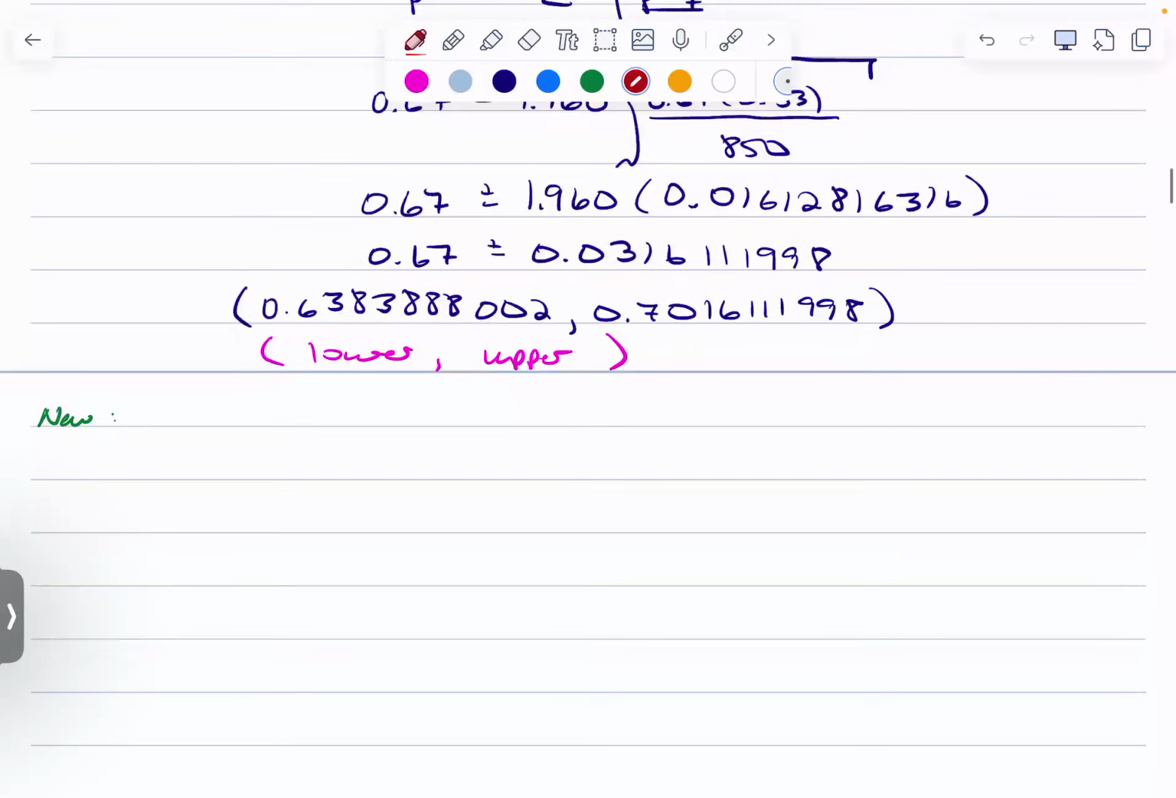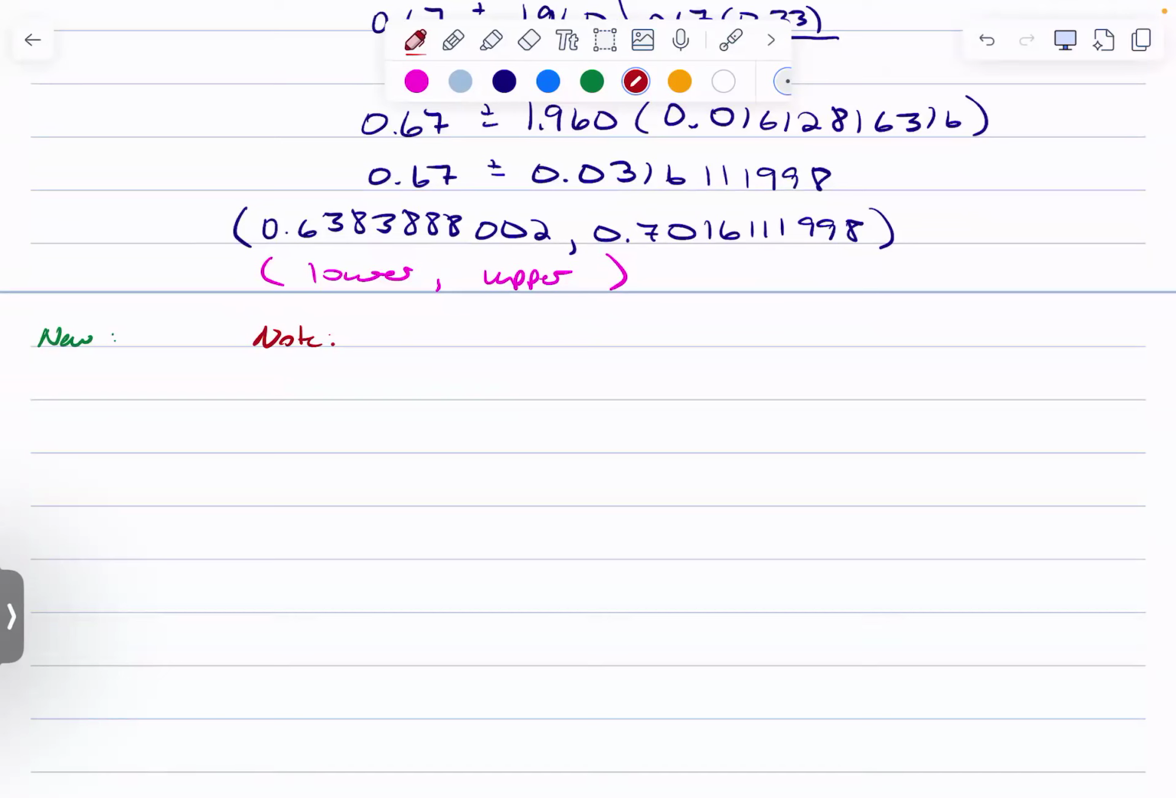And so here, note that upper comma lower does not exist. So if you write them in the wrong order, I will take half a mark off because it doesn't exist. I know, so picky. So from your lower value to your upper value, okay?